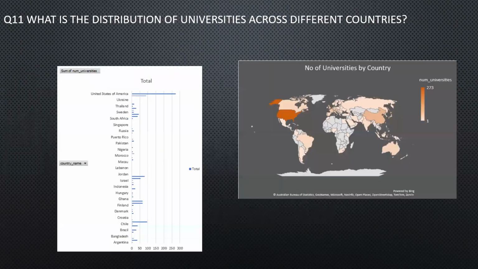So moving on to the next one. What is the distribution of universities across different countries? We have a map and plot two, which gives us how many universities there are. This map shows the number of universities in all the countries and all the criteria regarding it. So going to the next one.